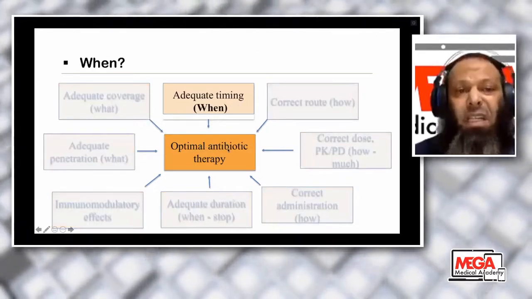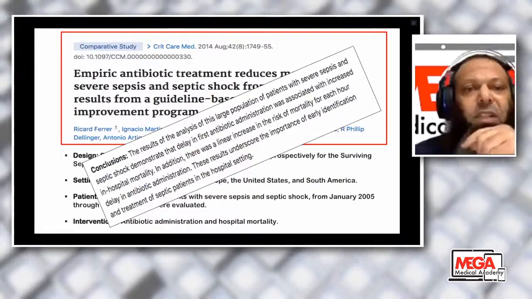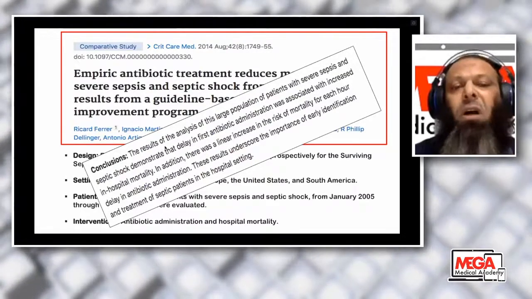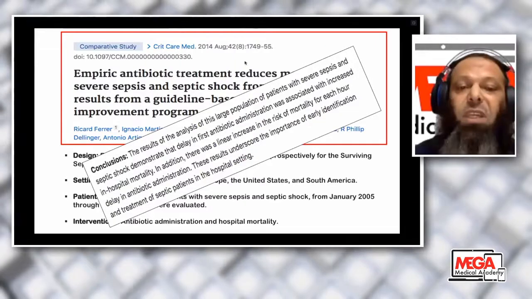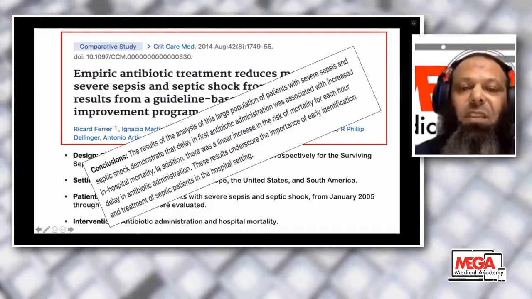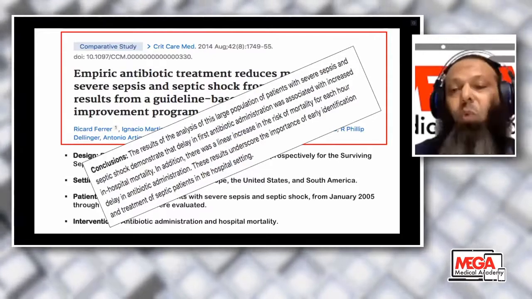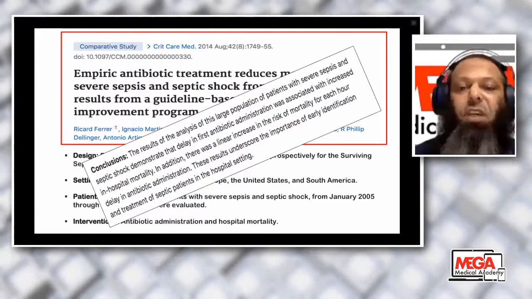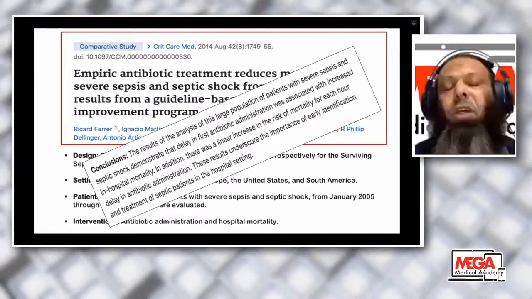For the antibiotic therapy timing, there is this study published in 2014 in the Critical Care Medicine journal. The conclusion of this study was that the analysis of a large population with sepsis or septic shock demonstrated that delaying the first antibiotic administration was associated with higher mortality. In addition, there was a linear increase in risk of mortality with each 1 hour delay of antibiotic administration. These results underscore the importance of early identification and treatment of septic shock and awareness in hospital settings.